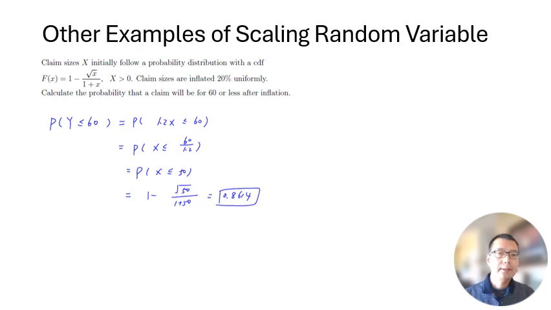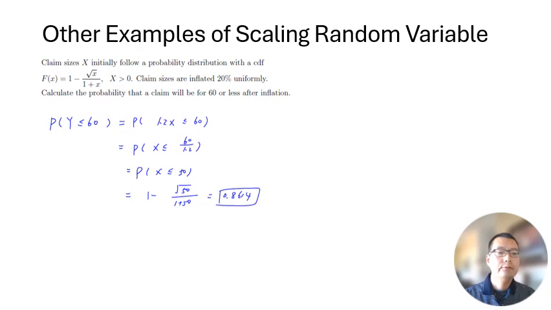Here is another example of scaling random variables. If claim size x initially follows a probability distribution with a CDF Fx equal to 1 minus the square root of 1 over 1 plus x, for x greater than 0, and claim sizes are inflated 20% uniformly, calculate the probability that a claim will be 460 or less after inflation.